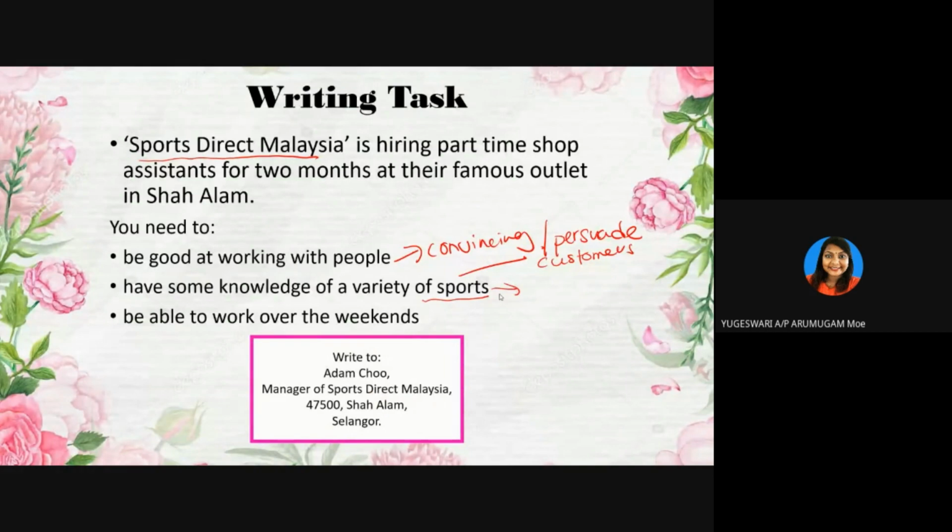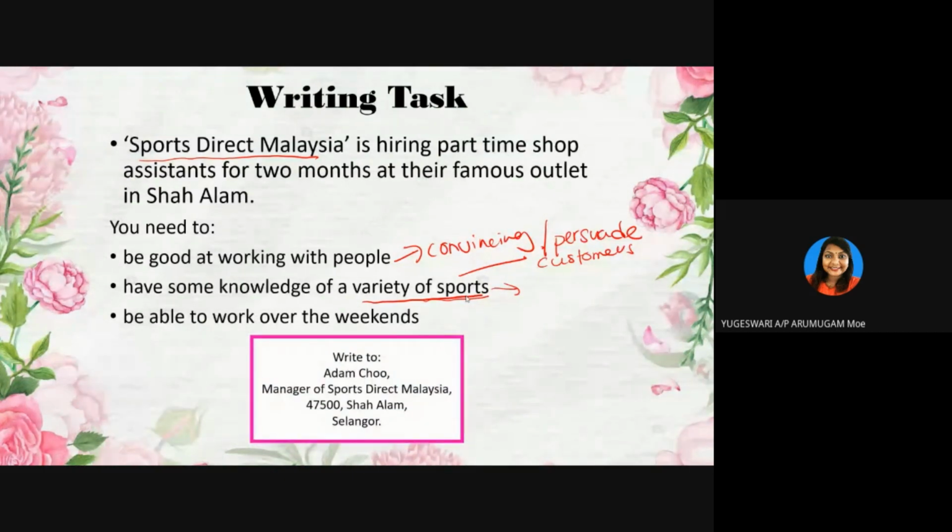You all know better. For example, if you're playing badminton, especially in the court, you have court shoes for badminton. So you need to know at least some information about the variety of sports and different types of equipment for the sports. You must have the basics. Even if you really don't, just imagine you know everything, for the sake of writing this letter. All right.